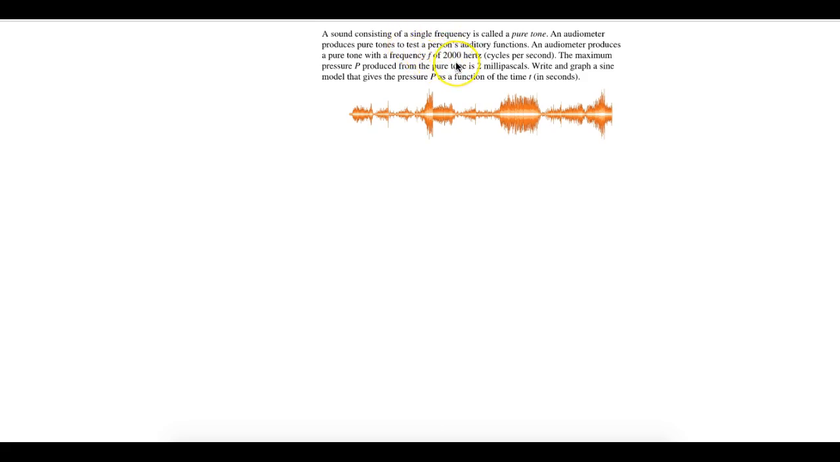Now let's look at some information about our wave. It says that our pure tone has a frequency of 2000 hertz, which is cycles per second. Now the relationship between period and frequency: the frequency is the number of times something happens. So we have a frequency of 2000 cycles per second. That means there's 2000 waves per second. So there's a lot of waves happening in a short amount of time.